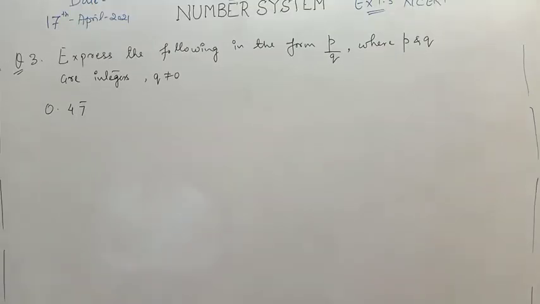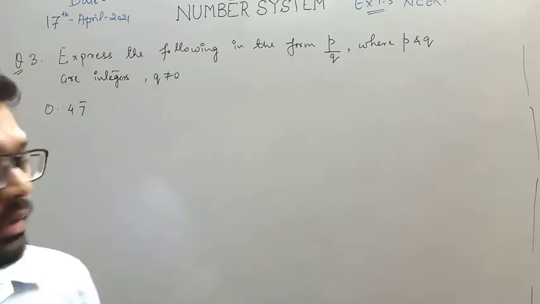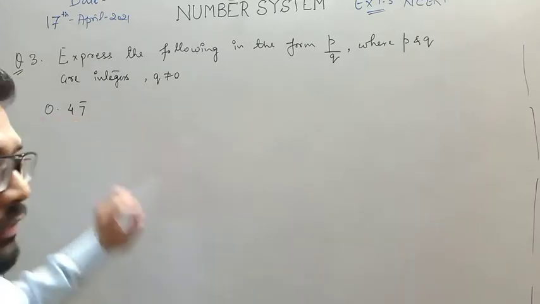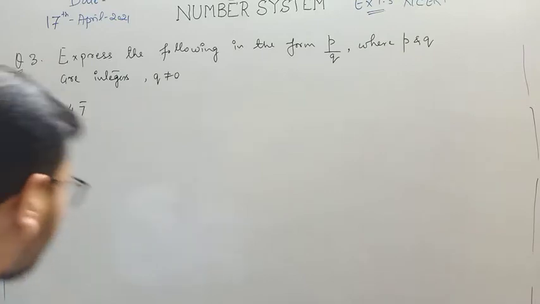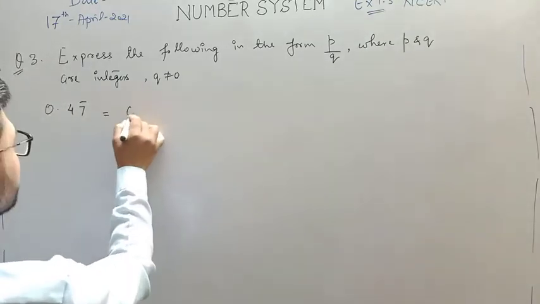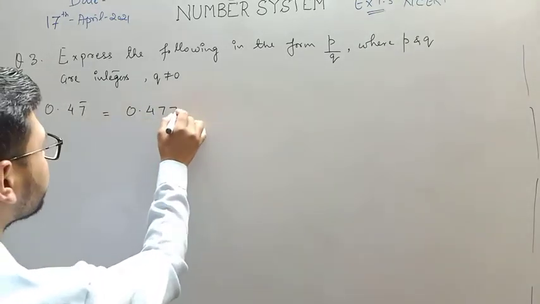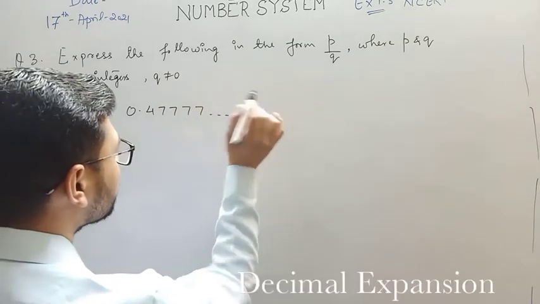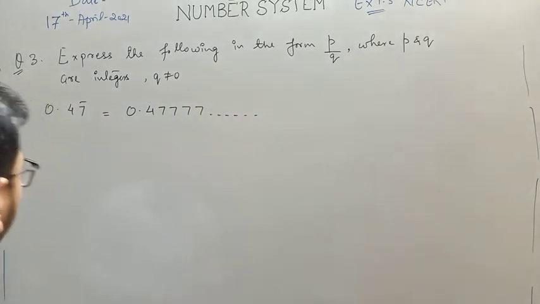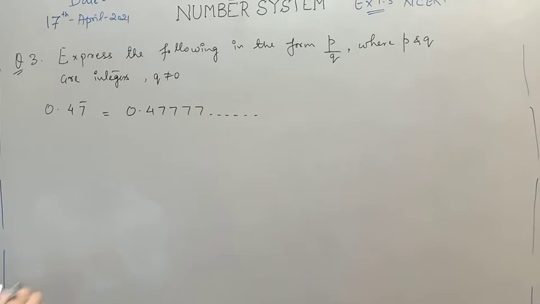Now I hope the first part is clear to you all. Now the second thing is 0.47 bar. That can be written like this: 0.47777 up to an infinite number of times. Now how to solve this question?